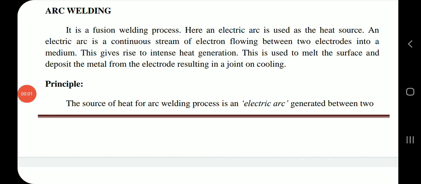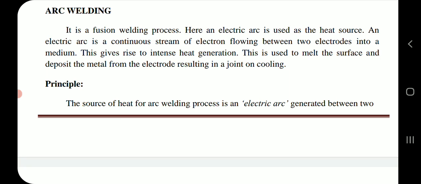Arc welding is a fusion welding process. Here, an electric arc is used as the heat source. An electric arc is a continuous stream of electrons flowing between two electrodes through a medium. This gives rise to intense heat generation, which is used to melt the surface and deposit the metal from the electrode, resulting in a joint on cooling. Principle.